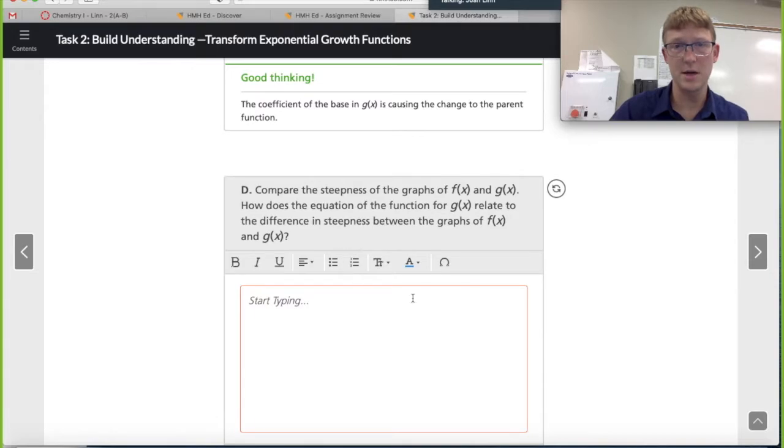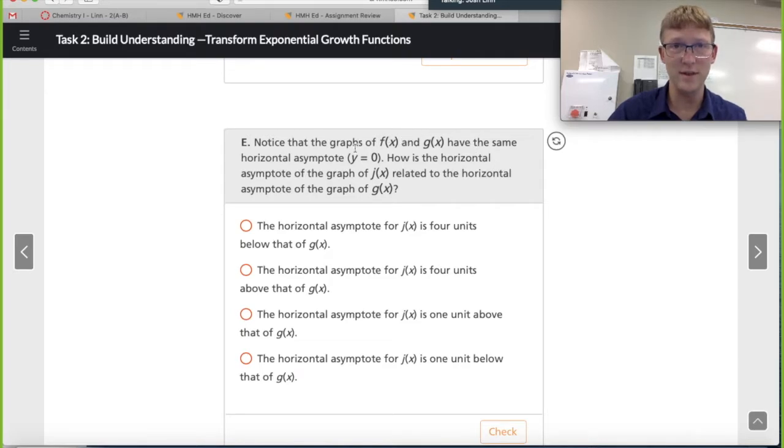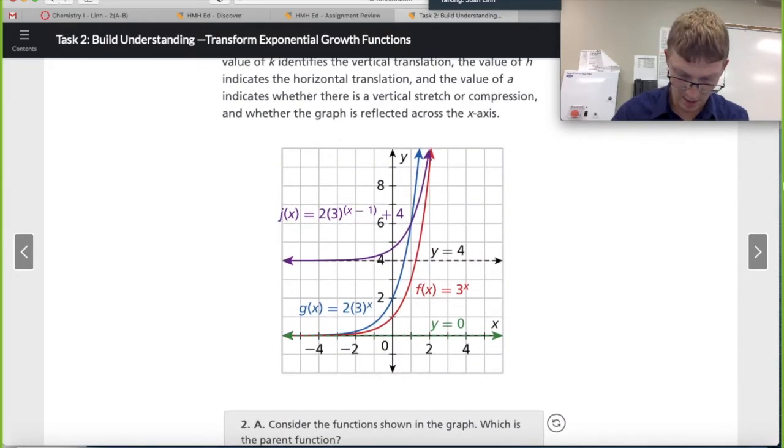So compare steepness. Again, we've kind of already talked about it. Notice that the graph of f of x and g of x have the same horizontal asymptote. How is the horizontal asymptote of the graph of j of x related to the horizontal asymptote of the graph of g of x? So again, we've got our j of x up here in purple, and our f of x, and really all of the other ones down here, they've got y equals 0 as an asymptote. And then the j of x, when you added that 4 outside of the function, it translated this function up 4 units, the asymptote up 4 units.